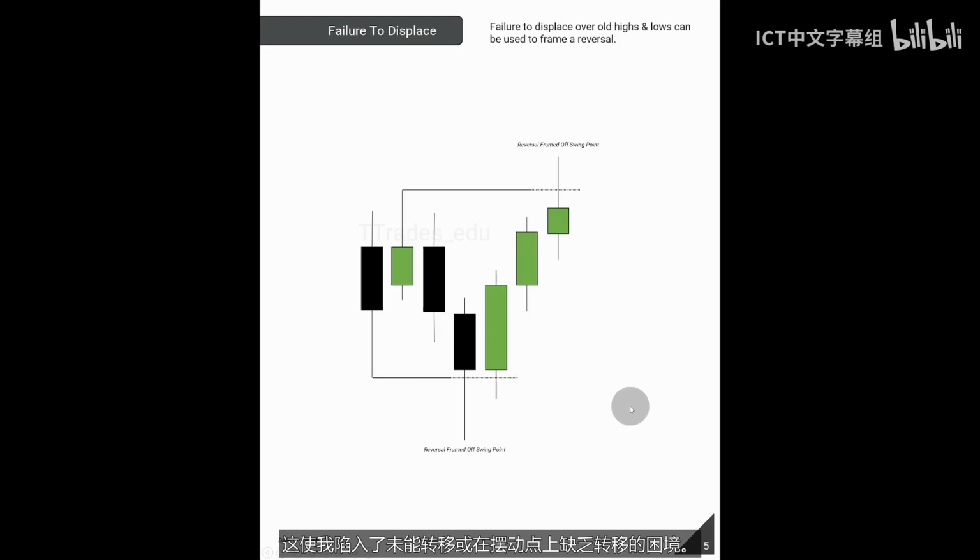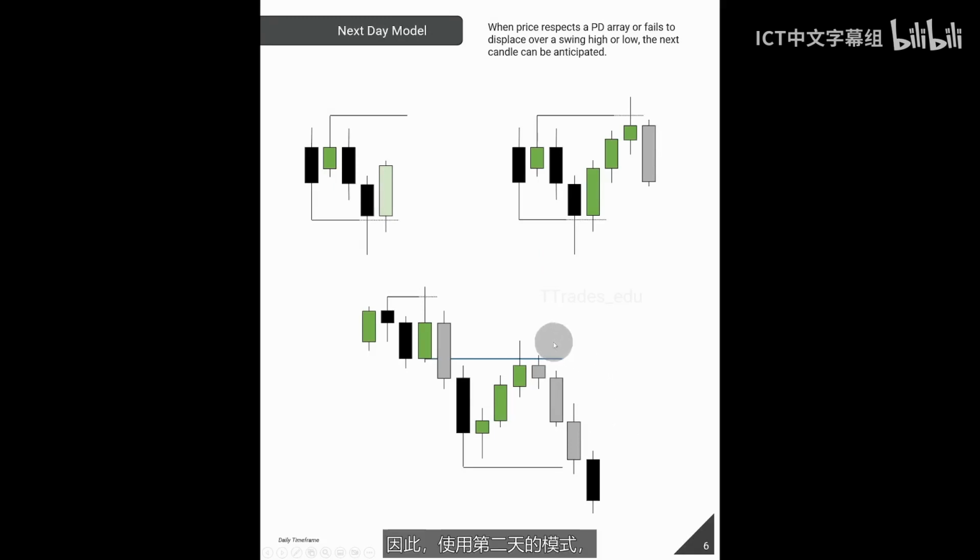That leads me into the failure to displace or the lack of displacement over swing points. So for example here, if we have a swing low and price fails to displace under it, my bias can then be up. Similarly up here, when price fails to displace over a high, my bias can be down. This then leads me into the next day model. So with the next day model, using PD arrays or old highs or old lows, and when price fails to displace below a low, my next day I can expect price to move higher.